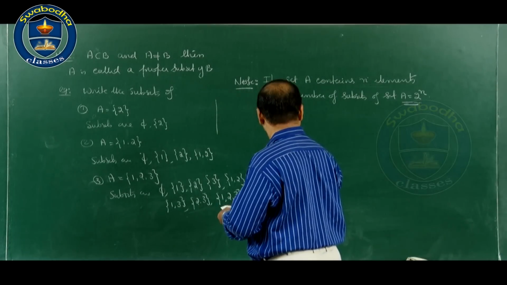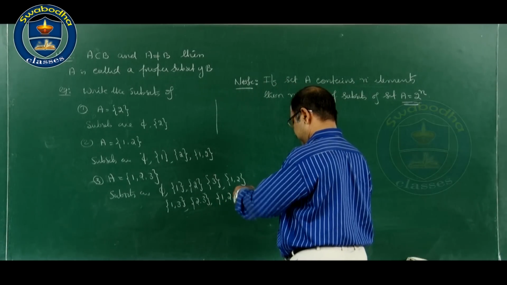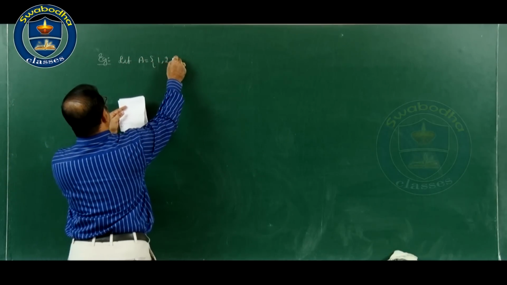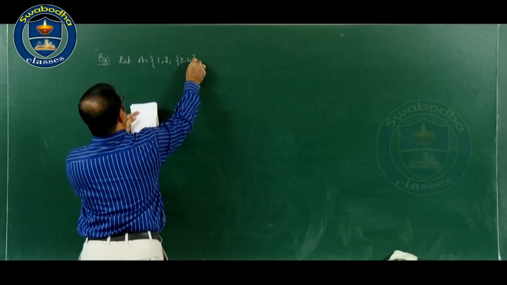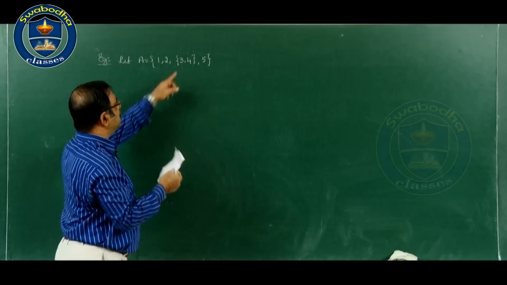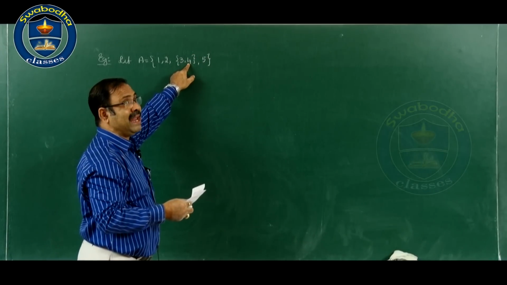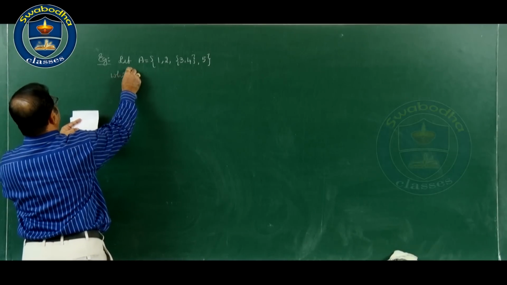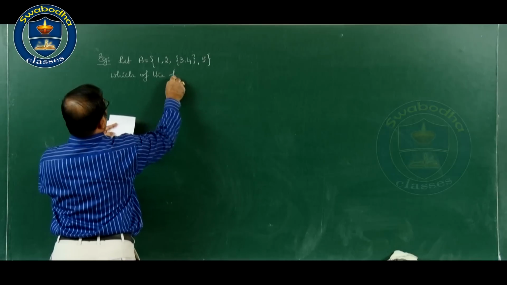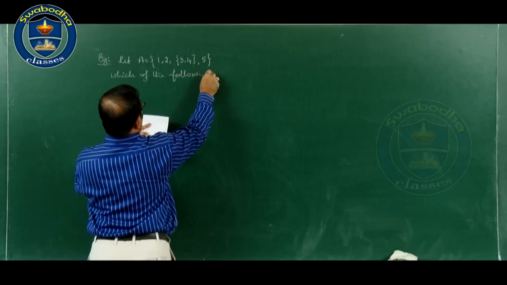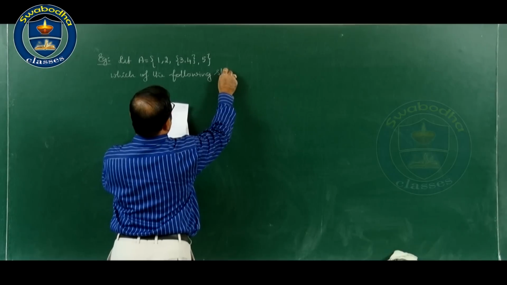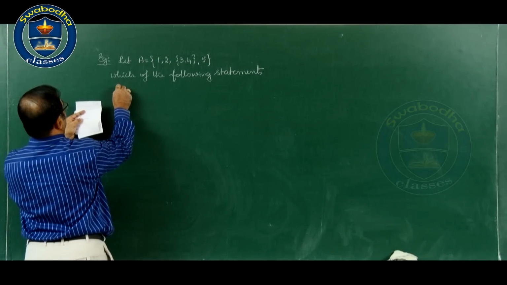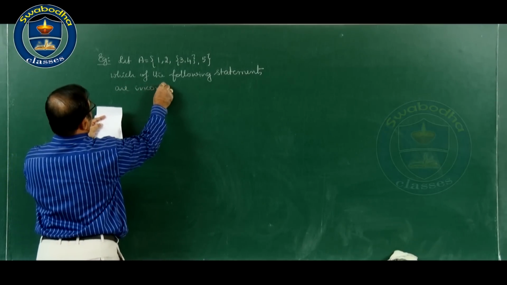See, I'll write one example. Let A be equal to {1, 2, {3, 4} and 5}. See, this is an element, {3, 4} is an element, now 5. Which of the following statements are incorrect? Why?